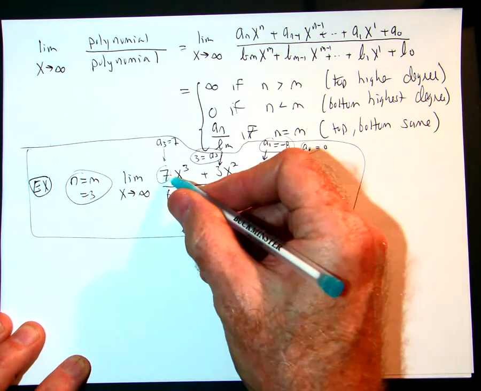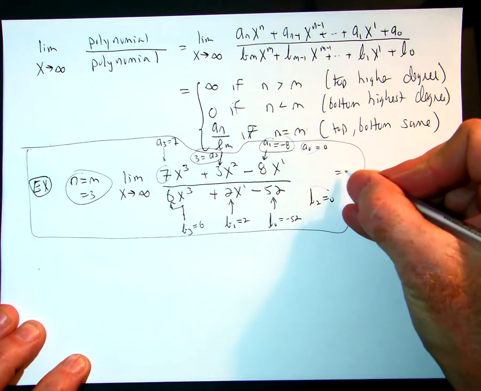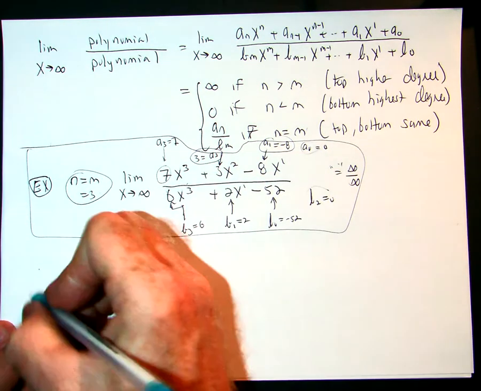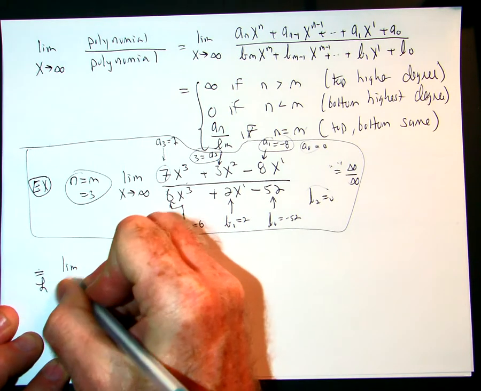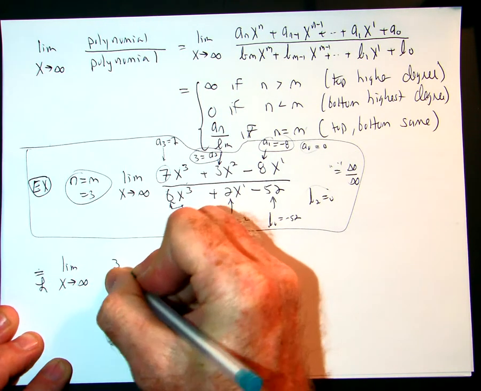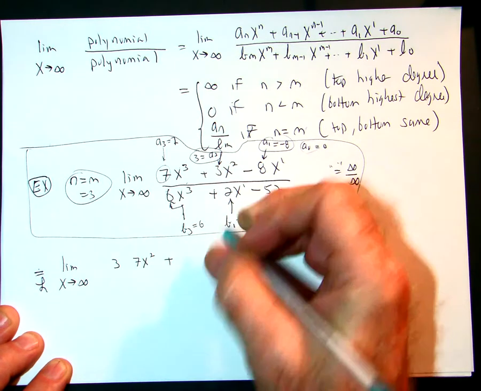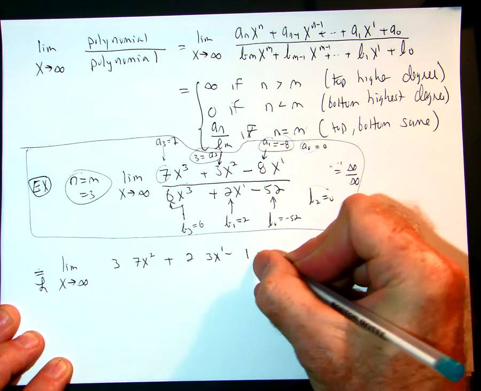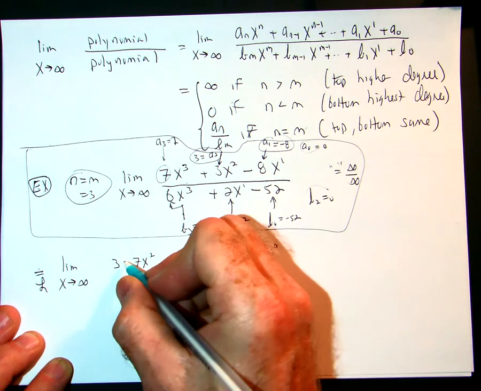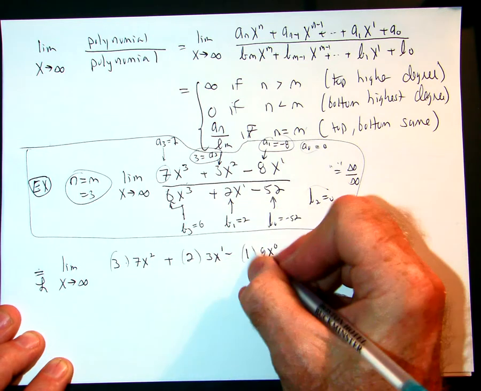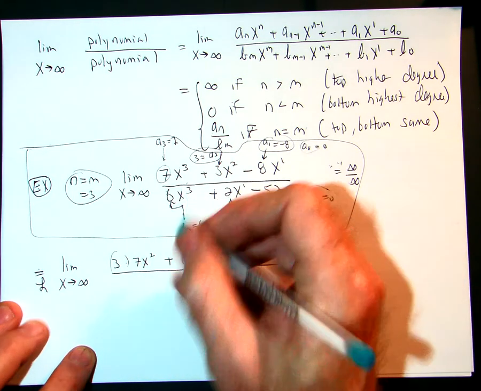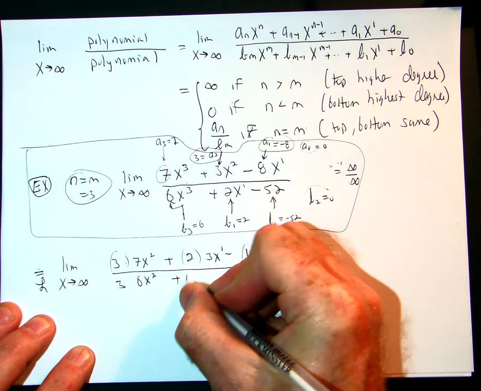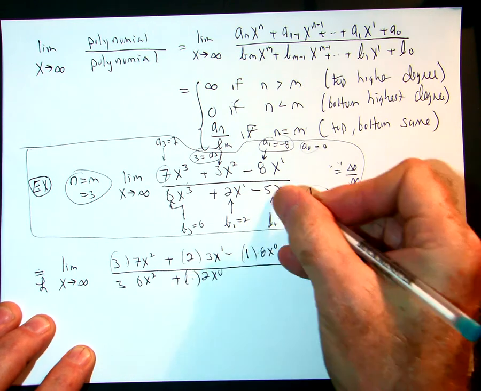So I want to show you that this is 7/6. So clearly this limit is of the form infinity over infinity, because the higher degree terms dominate. So this limit, I'm going to use L'Hopital once, and I'm going to get 3 times 7x squared. I'm going to get 2 times 3x to the 1. I'm going to get a minus 1 times minus 8x to the 0 here. And then here I'm going to get a 3 times 6x squared. Here I'm going to get a plus 1 times 2x to the 0. And again, here I'm going to get a 0.